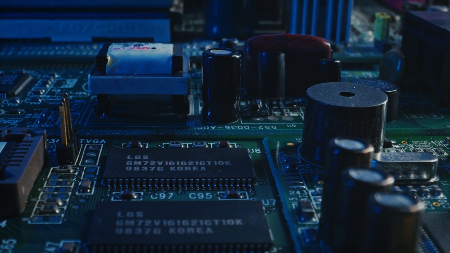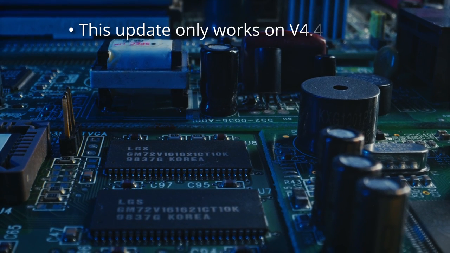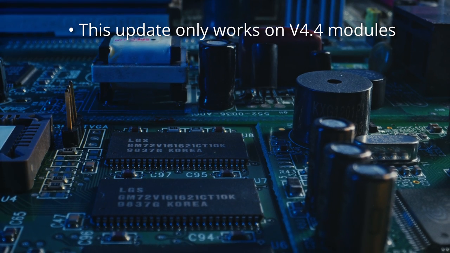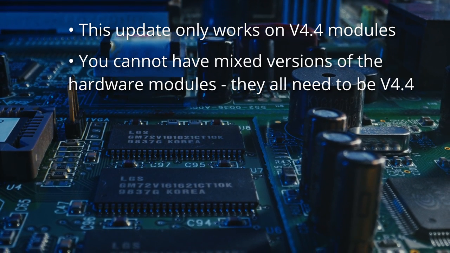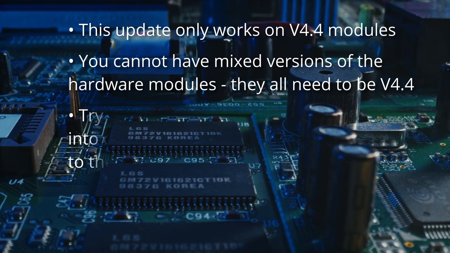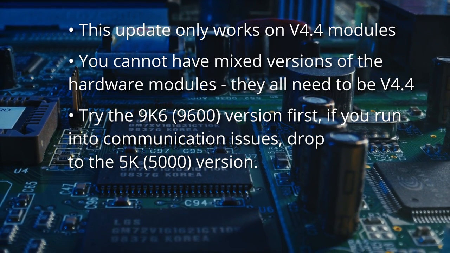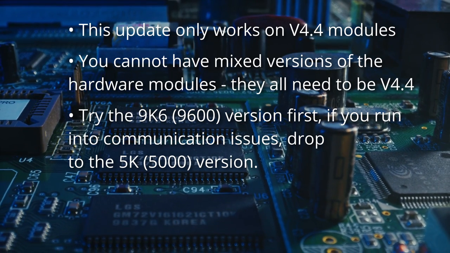Okay, so some points to note. This update only works with the version 4.4 modules. There's no hardware changes required. You cannot have mixed versions of the hardware modules, so they all need to be 4.4. I would recommend trying the 9K6 or the 9600 version first, and then if you run into communications issues, drop to the slightly slower 5000 version.